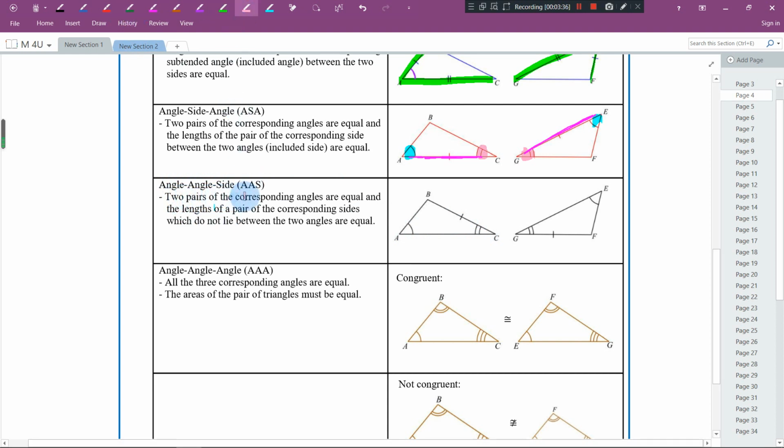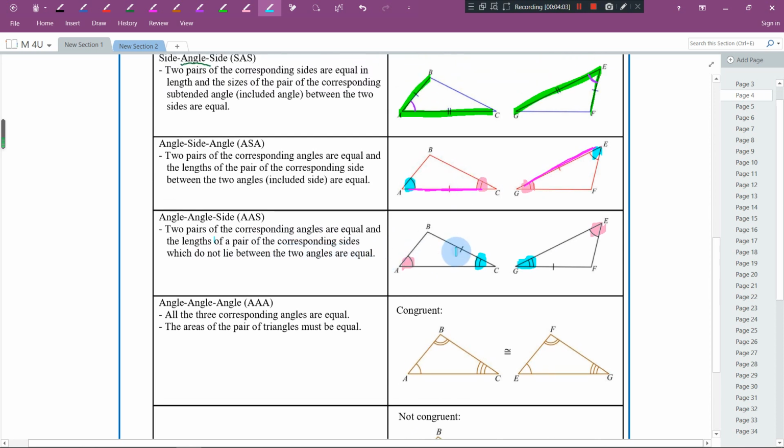Two pairs of the corresponding angles are equal. Okay, let me draw it again. This pair and this pair. Two pairs of the corresponding angles are equal, and the length of a pair of the corresponding sides which do not lie between the two angles are equal. So this and this are slightly different.